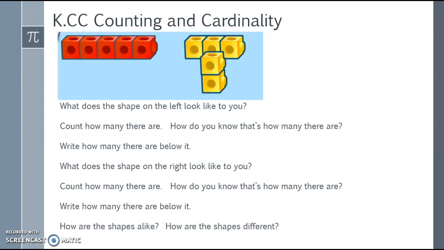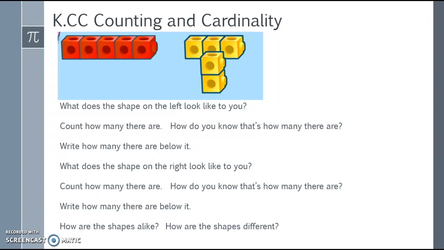What does the shape on the right look like to you? So they may say a letter, they may say some other figure. We'll count how many there are. So a student would count 1, 2, 3, 4, 5. Well, how do you know that's how many there are? Again, because we stopped counting at 5, there must be 5 there. So then again, we would write 5 below it.